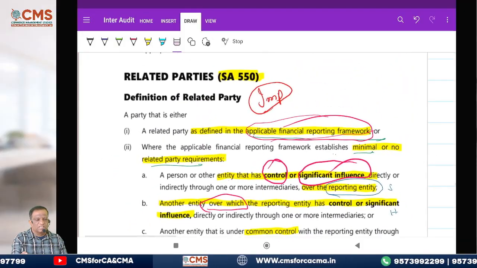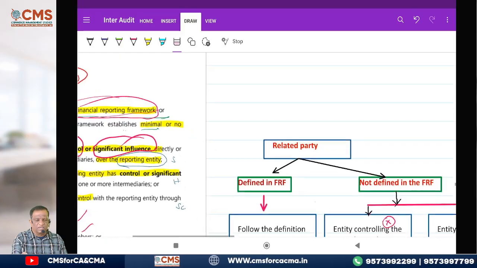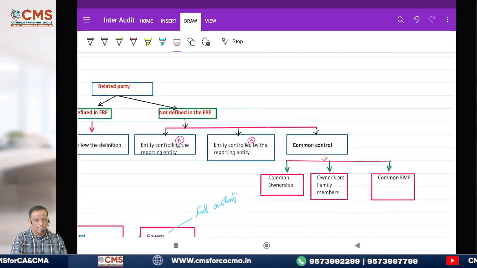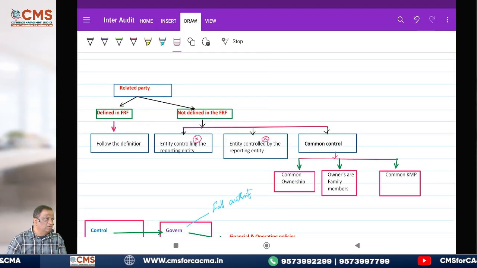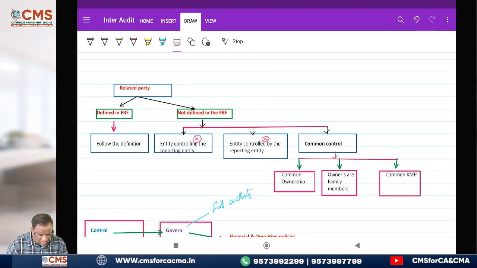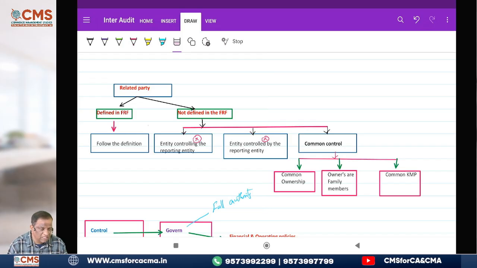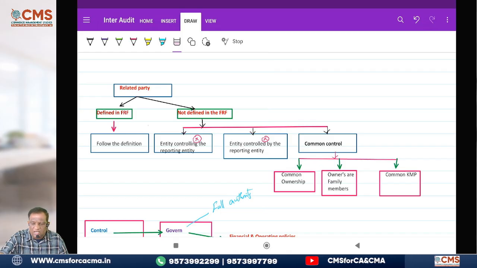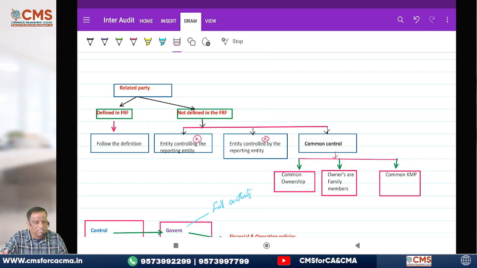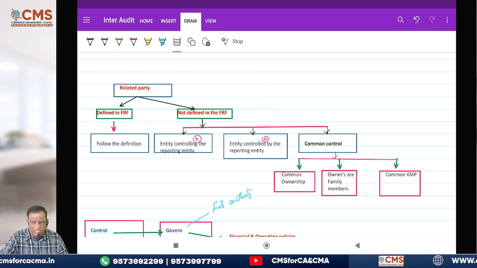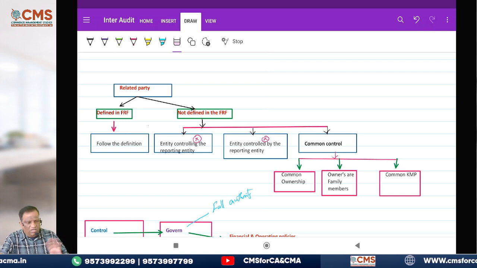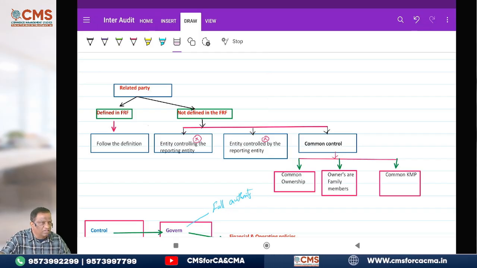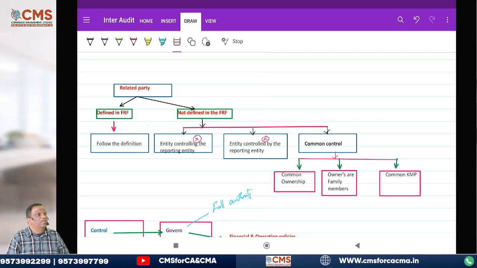Then summing up this SA 550, a very negligible standard, related parties. Only the definition is what is to be talked about. Otherwise, there is nothing. Who are related parties? The definition goes by what the standard says: since we have got different definitions of related parties under different tax laws, ICAI doesn't want to interfere. What they say is, if it is defined in the FRF you are following, then follow that definition. Don't follow anything separately for the sake of audit. But if it is not defined in the FRF, then all these 3 scenarios would become a related party.